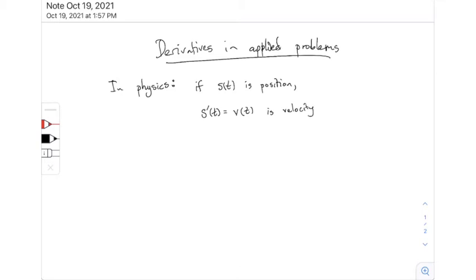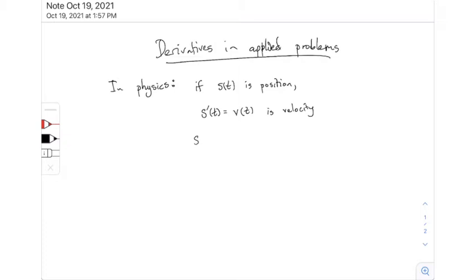That would be how fast the thing is moving, because the derivative, remember, measures the rate of change of something. And velocity means how fast the position is changing. So v of t is the velocity. This is almost the same as the word speed. Velocity is meant to include direction also. So the velocity could be positive or negative, which refers to moving forwards or backwards, or left or right, depending on the scenario.